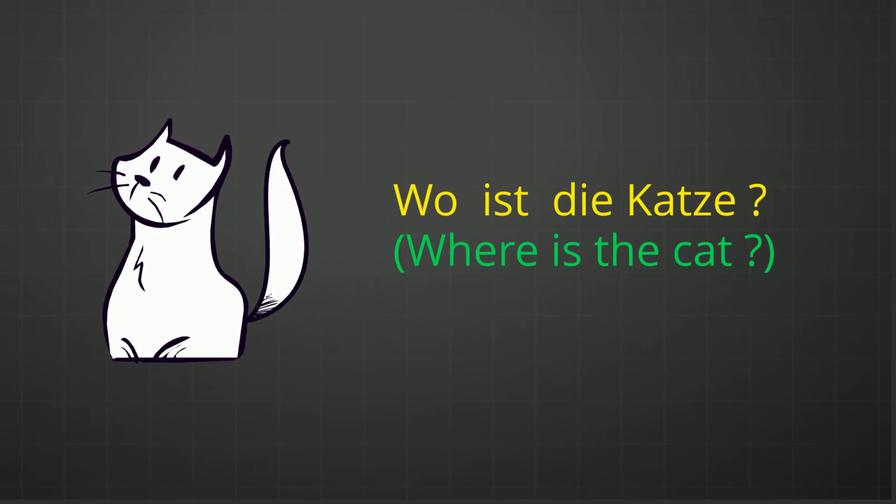Wo ist die Katze? Where is the cat? So this question is about the cat. So the cat is the subject in the sentence. So Katze is a feminine noun. That is why the nominative article die is used for Katze.